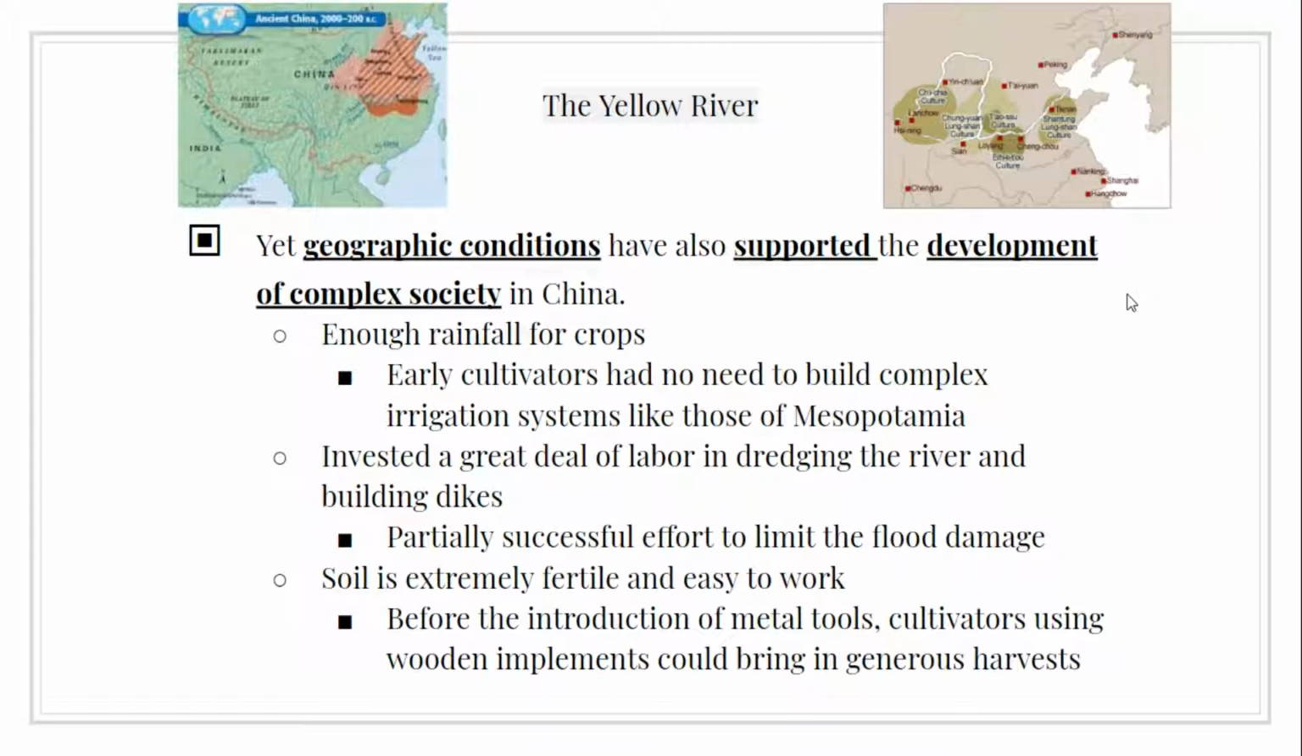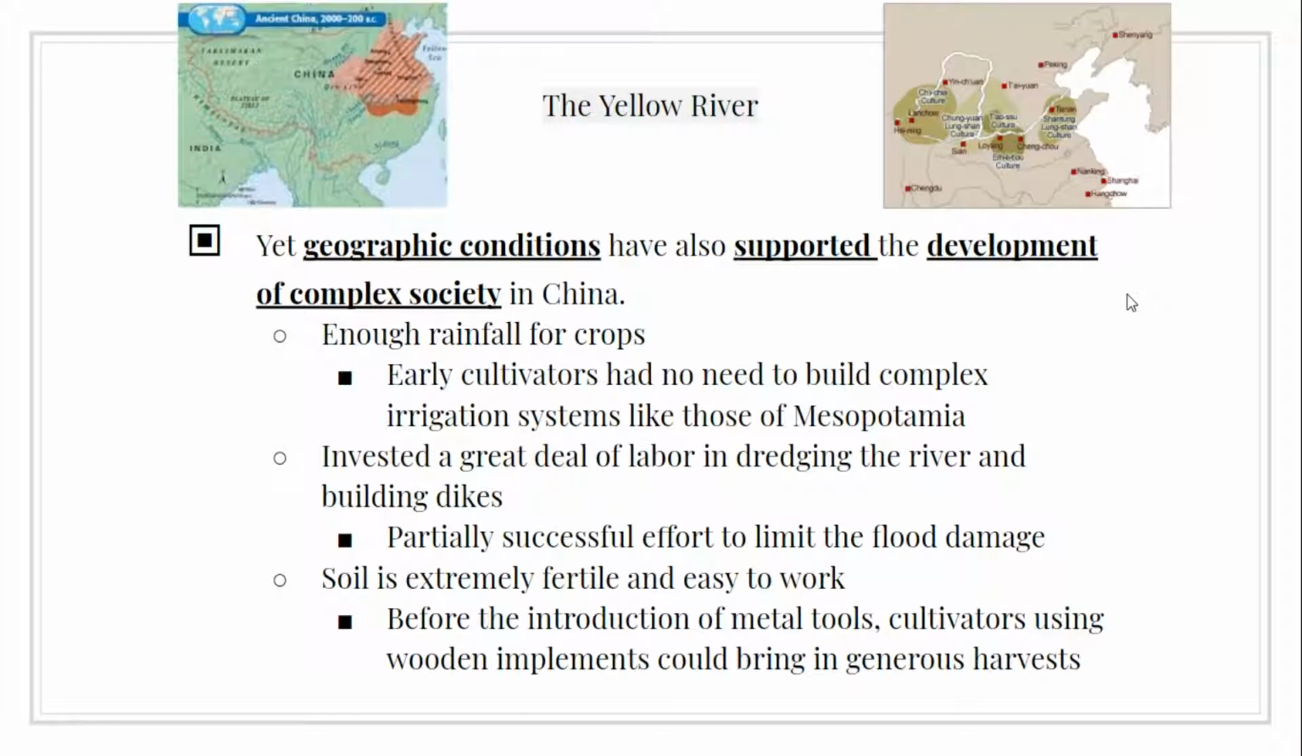Yet, geographic conditions have also supported the development of complex societies in China. So even though there is this pretty unpredictable river in the area, there's still a huge life to this area, if you will. There is enough rainfall for crops, and you have early cultivators that had no need to build complex irrigation systems like those in Mesopotamia because there was enough rainfall in the area.